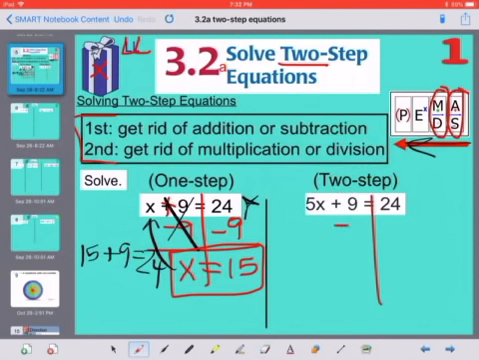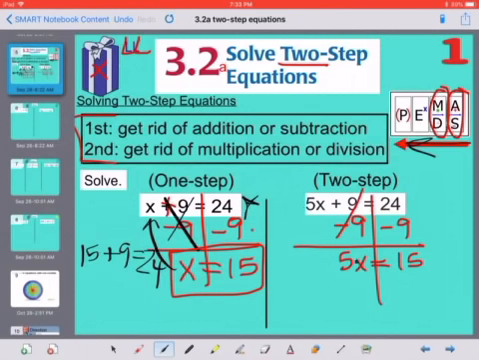The opposite of adding 9 again is subtracting 9. 9 minus 9 eliminates, makes 0. And we have 5x equal to, still 15, we did that over here. And now we just have 5x equals 15.